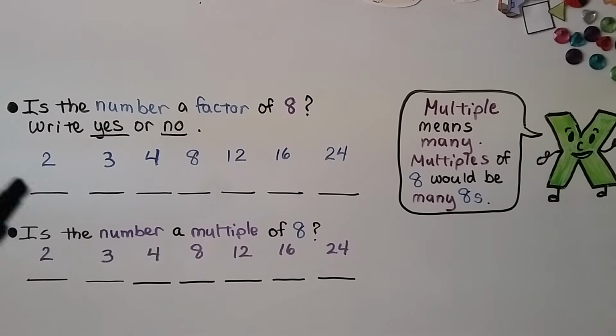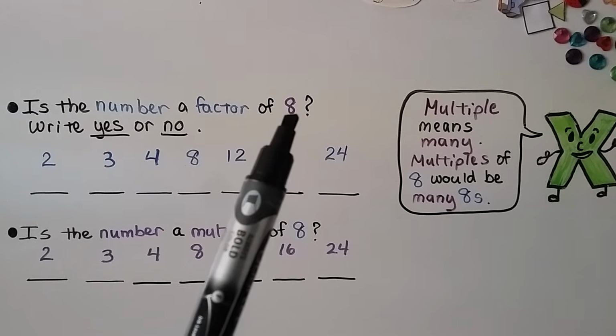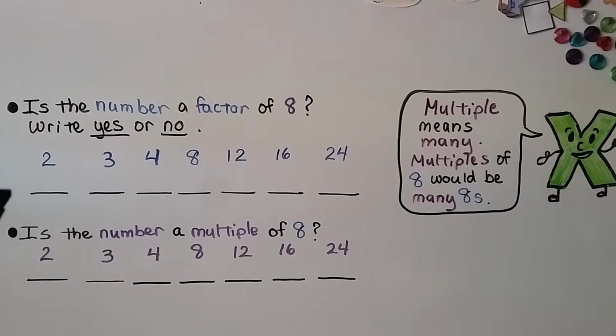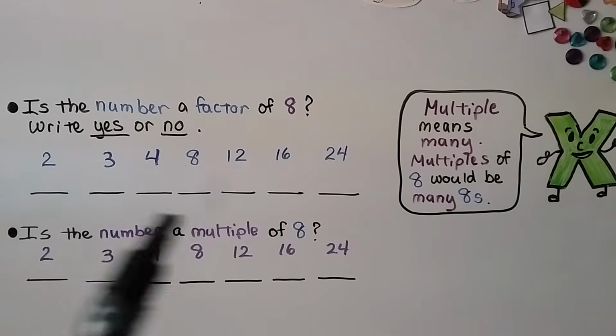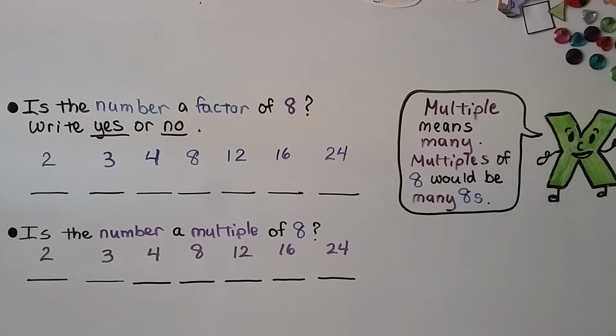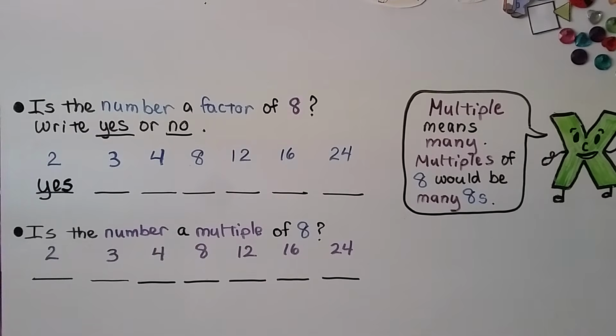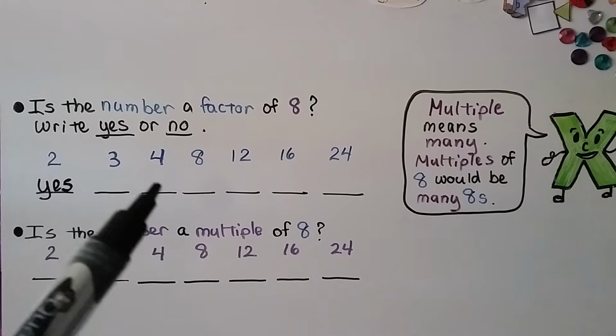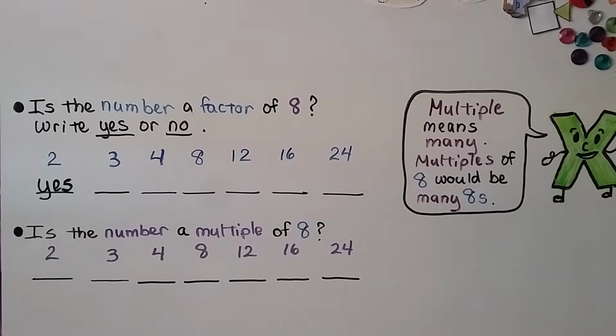Now we need to write yes or no on these lines. Is the number a factor of 8? Write yes or no. So remember, a factor is a number that is multiplied by another number to get a product. So 8 would be the product. So could we multiply 2 times something to equal 8 as a product? Yes, we can. We can multiply 2 times 4. So that means 4 is also a factor of 8.